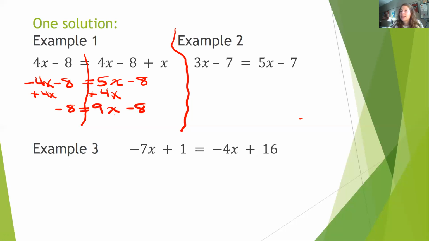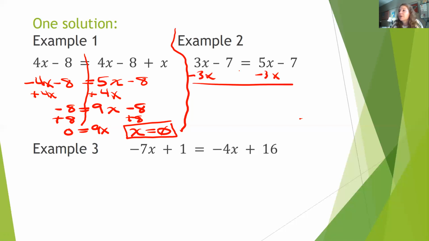Now what do I do to get x by itself? I add 8 to both sides. Well, negative 8 plus 8 is 0, is equal to 9x. When I divide 0 by 9, I get x is equal to 0. Is that a valid answer? Yes, it is.